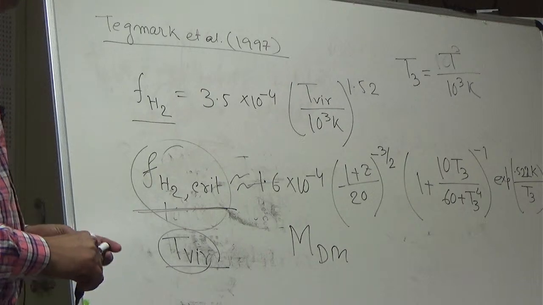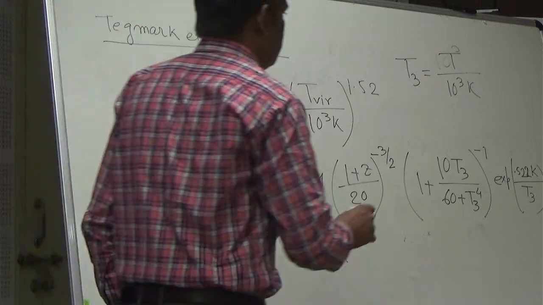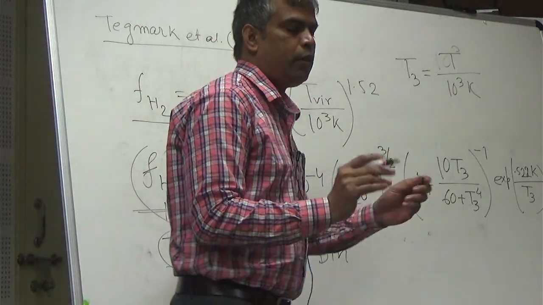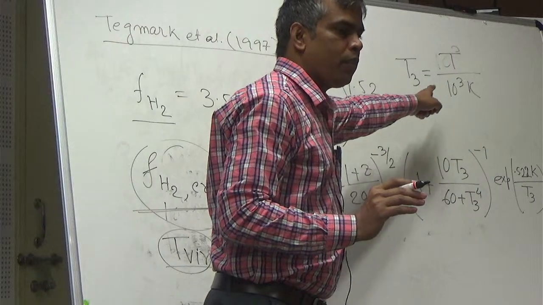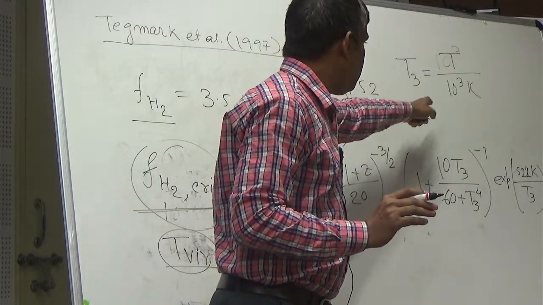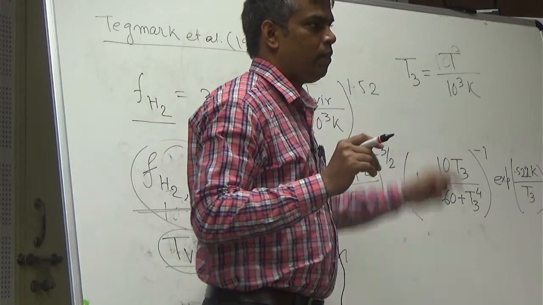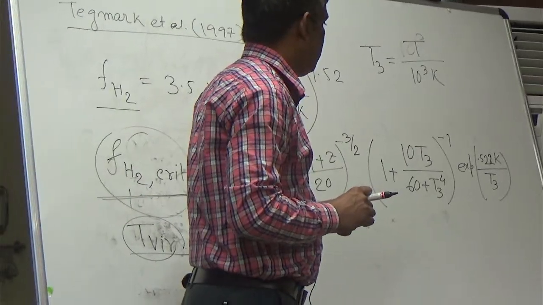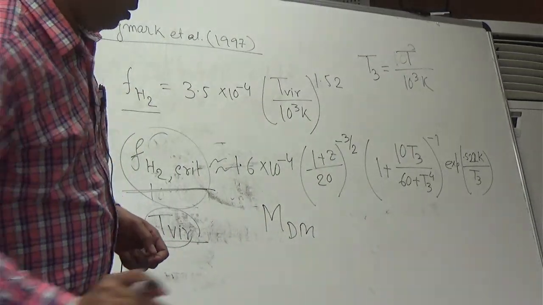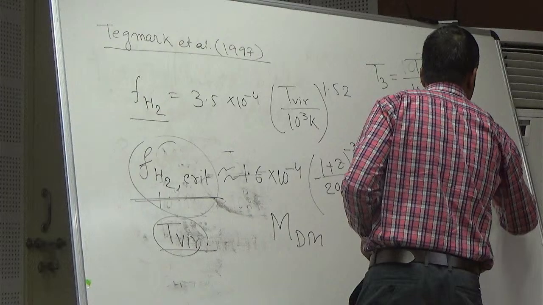Yes, it's 10 to the power of 3 Kelvin. This is just normalized to 10 to the power 3 Kelvin. So let's say your actual temperature is 10 to the power 4 Kelvin, then T3 is just 10. So instead of writing 10 to the power something, you are simplifying things. K should not be there. It is unitless, so it should be unitless.